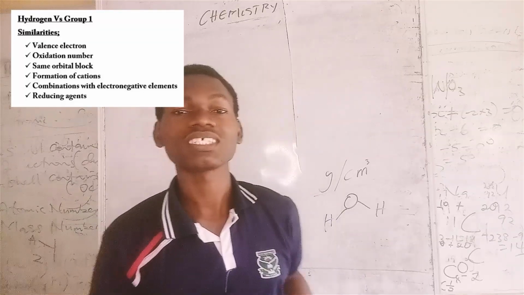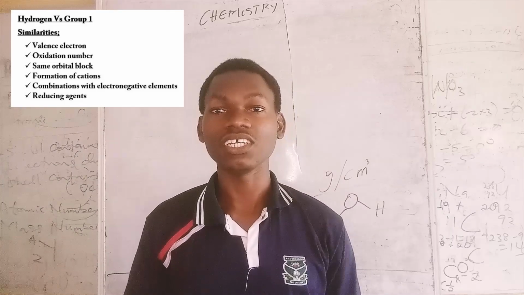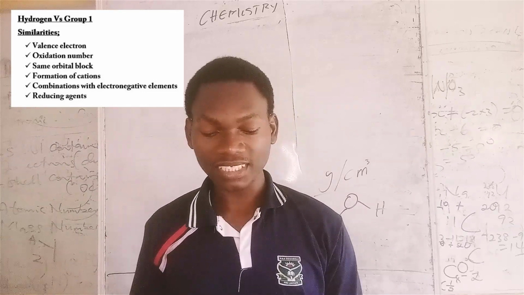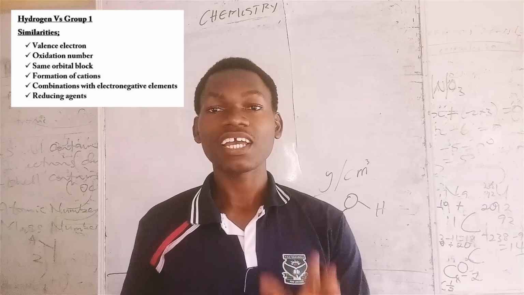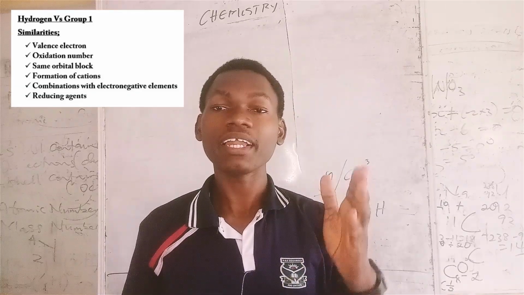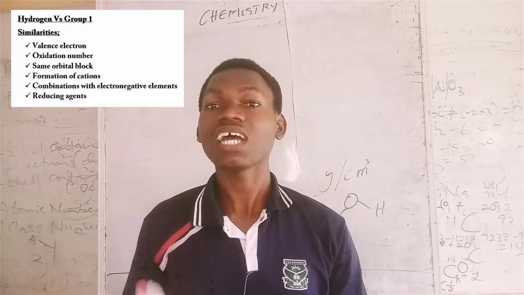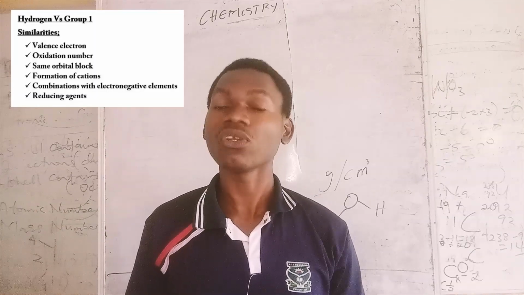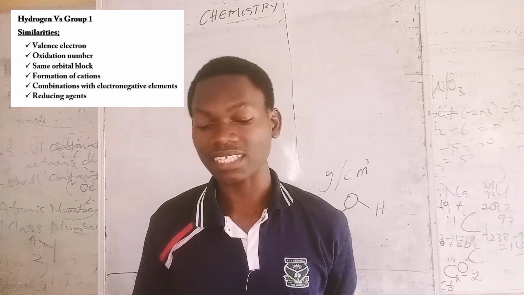First of all, let's start with group 1. Now, what are the similarities of hydrogen in group 1? Number one similarity is the valence electron. We find out that all elements in group 1 have one valence electron, one outermost electron, which hydrogen falls under. So hydrogen has one valence electron and it shares the same similarity in that aspect.